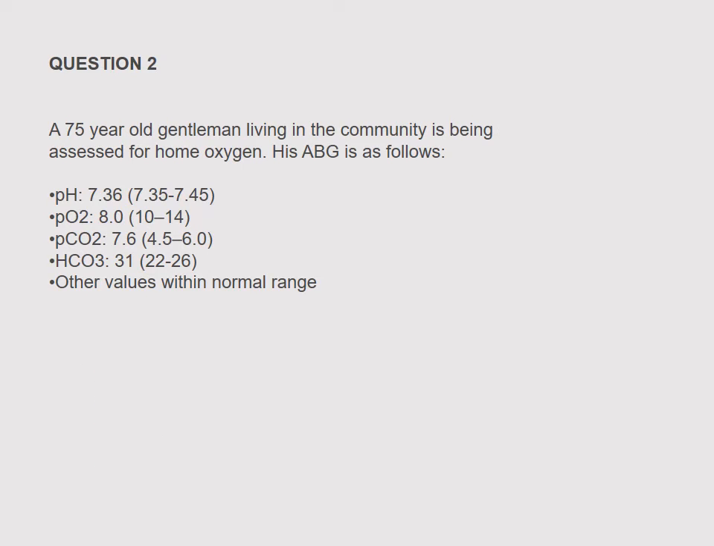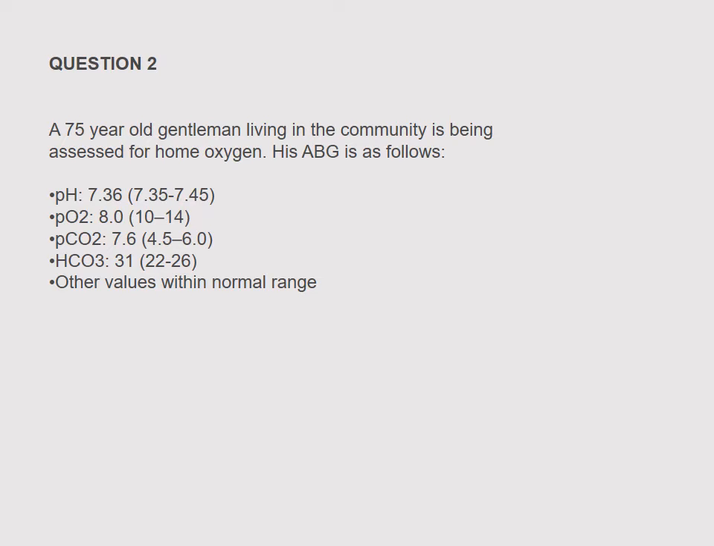So looking at question number 2, let's look at these. A 75-year-old gentleman living in the community is being assessed for home oxygen. His ABG is as follows. Now look at this pH. The pH is 7.36, which is almost in the normal range, close to 7.35. So that means this pH is being compensated. It was in acidosis previously, but it is somehow compensated.